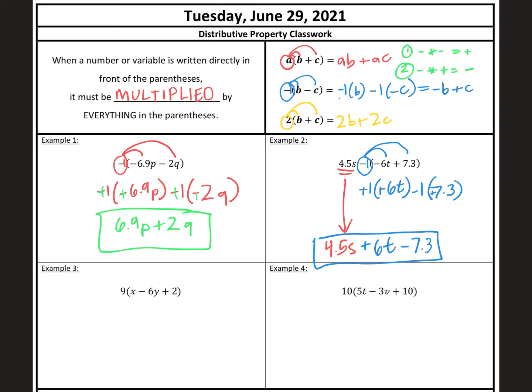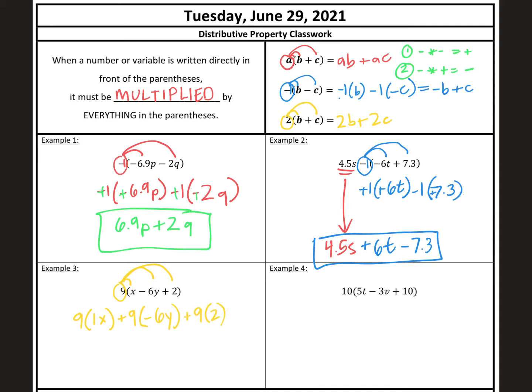All right, that takes us through distributing our negatives. Now we're going to distribute actual numbers. So again, I'm going to multiply everything inside the parentheses by my number out front. So for this one, we're doing 9 times x. Notice in front of that x, there's a sneaky little 1, so we're doing 9 times 1x. Then we're doing a positive 9 times -6y, and then a positive 9 times 2.